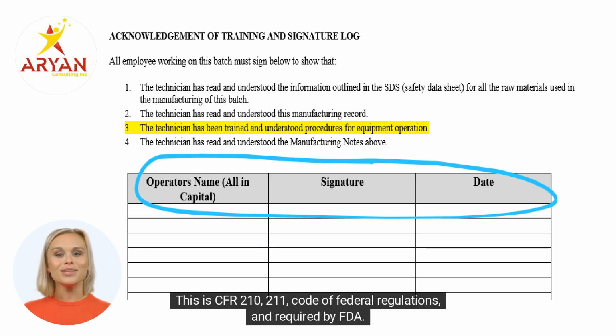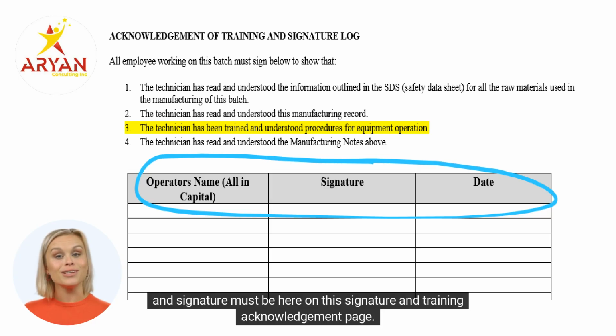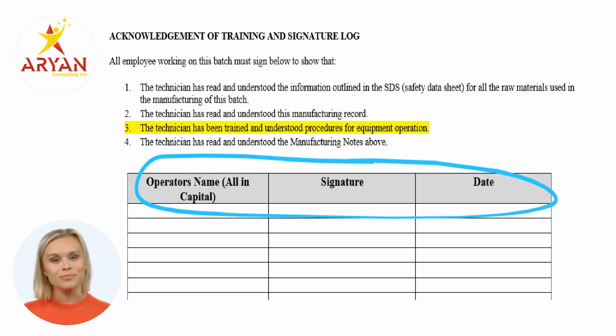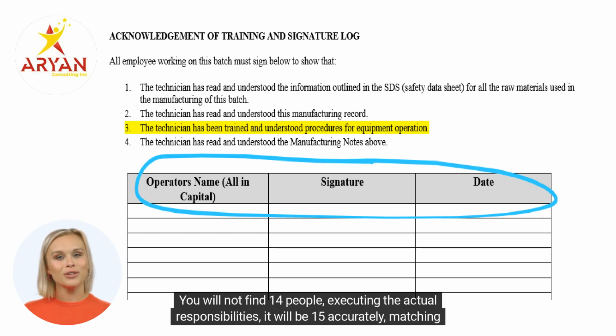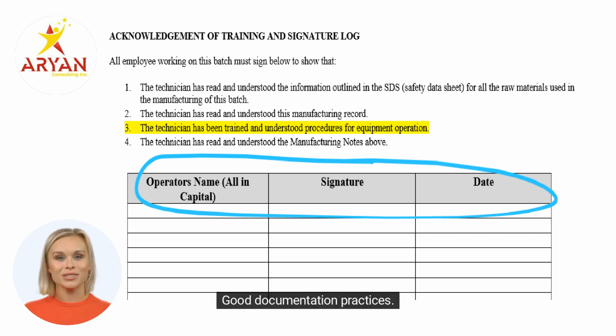This is CFR 210-211, Code of Federal Regulations, and required by FDA. In other words, if you are part of the manufacturing team and have worked on any operations, your name and signature must be here on this signature and training acknowledgement page. In simple words, this is the reason for this page that all technicians involved in the operation have signed here. If 15 signatures are on this page, you will not find 14 people executing the actual responsibilities. It will be 15 accurately matching this page unless someone forgot to sign this first page. Good documentation practices. Information should always reconcile.